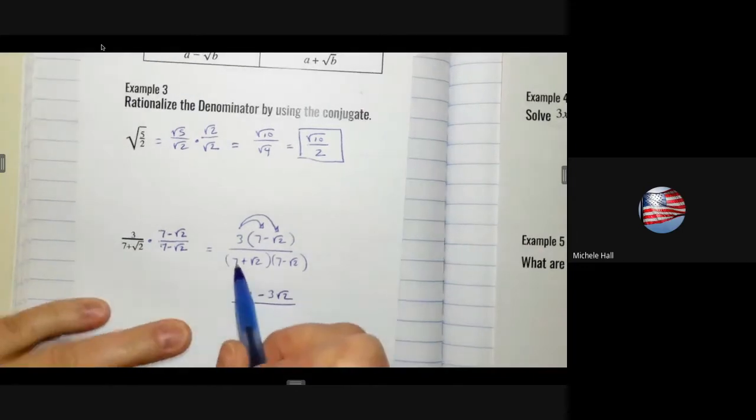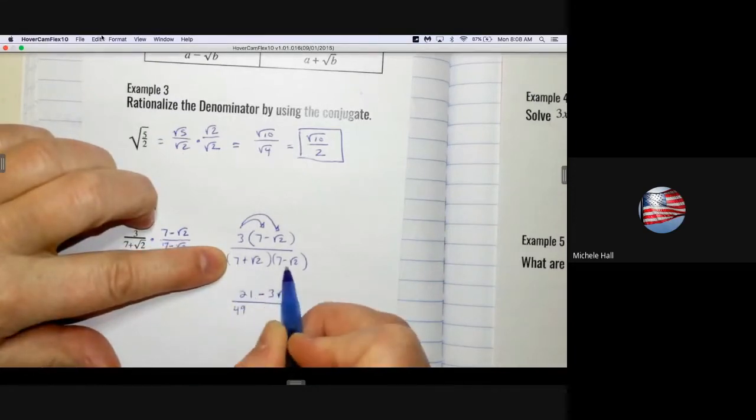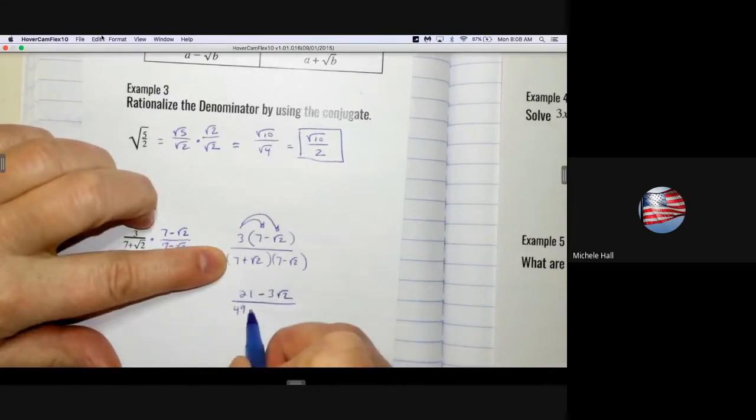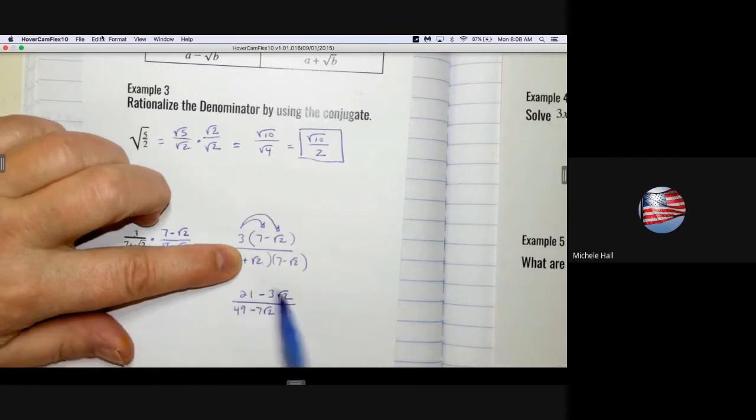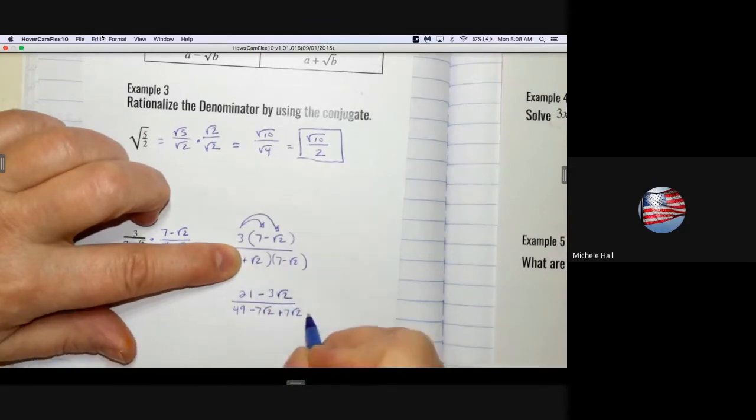We have 7 times 7 is 49. 7 times the negative square root of 2 is negative 7 square roots of 2. I'm just putting them next to each other to show that multiplication. The square root of 2 times 7 is positive 7 square roots of 2. And then the square root of 2 times the negative square root of 2 equals the negative square root of 4.